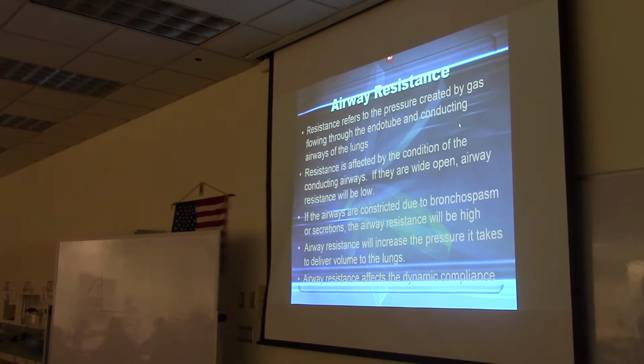It tells you that resistance refers to the pressure created by gas flowing through the endotube and the conducting airways of the lungs. Resistance is affected by the condition of the conducting airways. If they are wide open, airway resistance will be low. That makes sense, right? You even showed me on the board earlier. But if the airways are constricted due to bronchospasm or secretions, the airway resistance will be high. Airway resistance will increase the pressure it takes to deliver volume to the lungs. So this is just repeating the same things that we talked about before lunch.